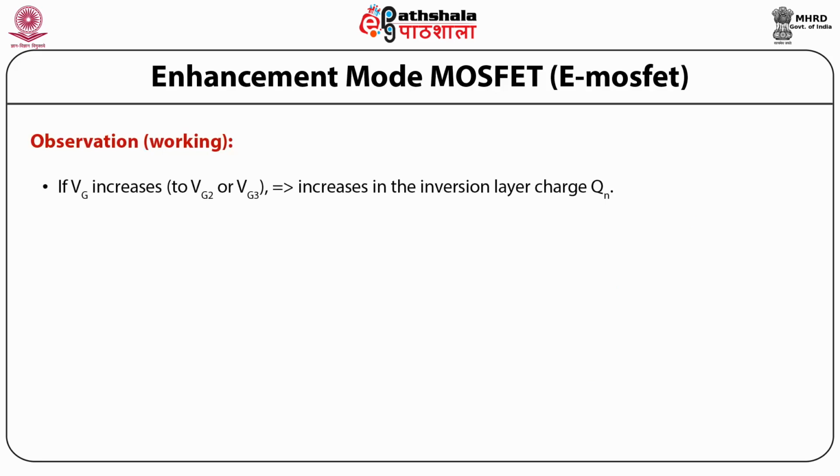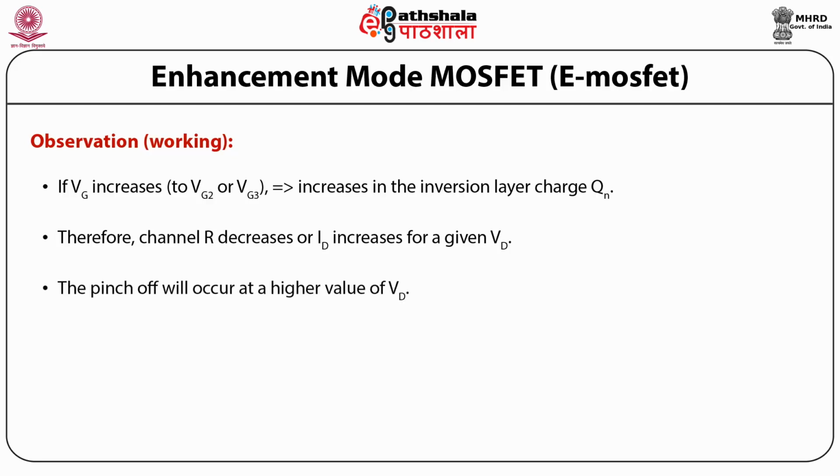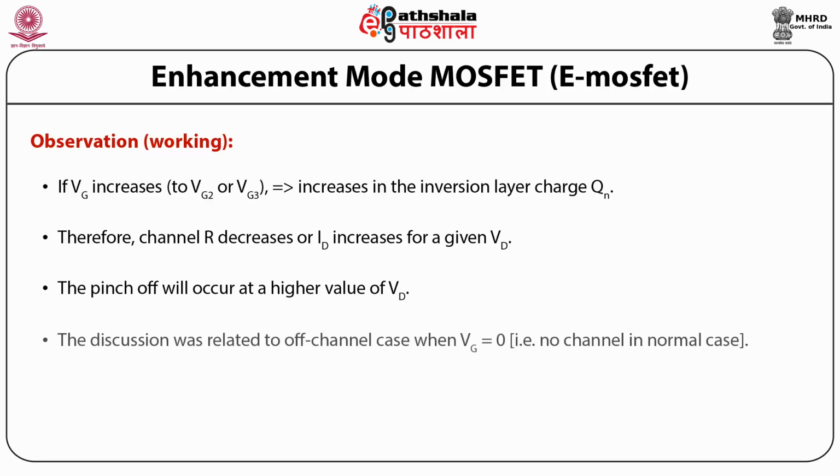So if there is an increase in Vg to Vg2 or Vg3, there will be an increase in the inversion layer charge Qn. Therefore, channel resistance R decreases or ID increases for a given Vd, as shown in this figure, and the pinch-off point will occur at a higher value of Vd. This is related to the off-channel case when Vg equals 0, or no channel in the normal case.